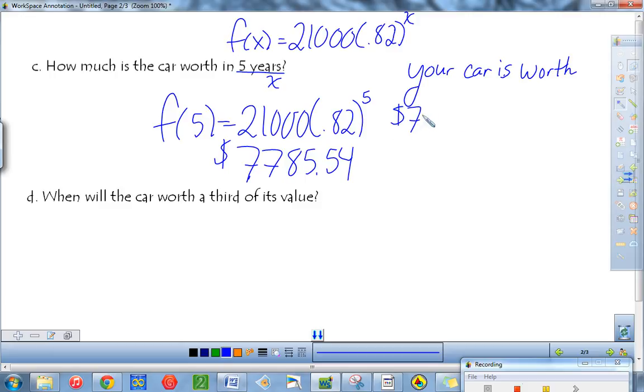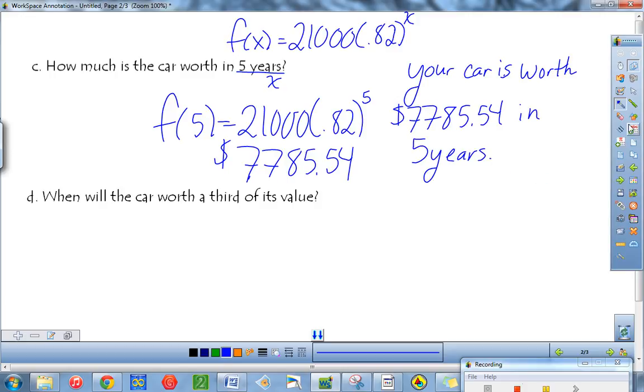Your car is worth blah, blah, blah in 5 years. And then just for the sake of English teachers everywhere, since this is a sentence, I'll even start it with a capital letter. It's 7,775. No, it's not.